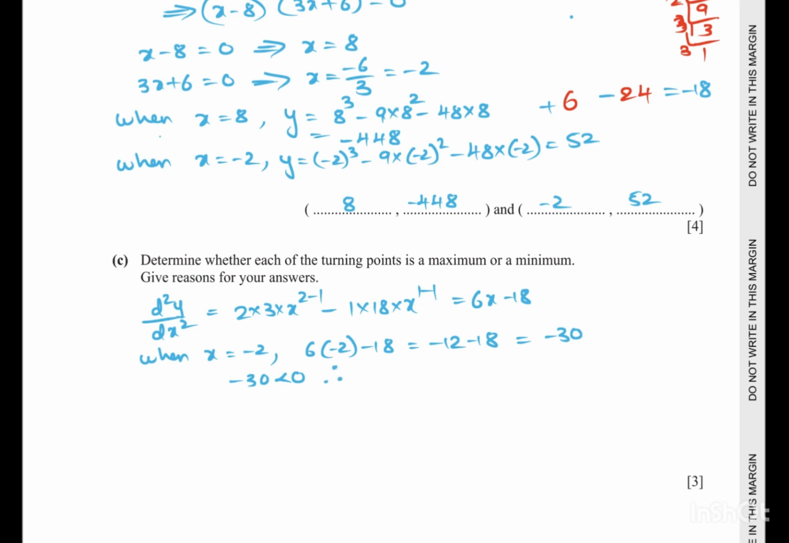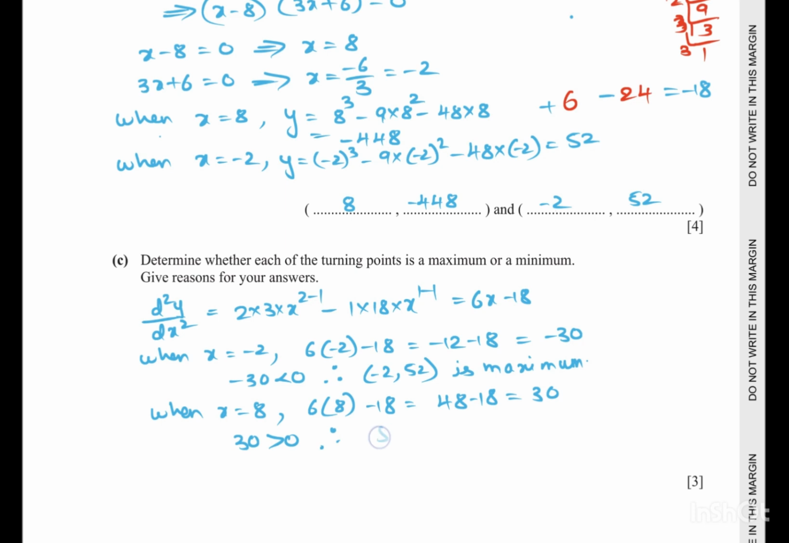Therefore, minus 2 and 52 is a maximum because it is less than 0. Then when x is equal to 8, 6 into 8 minus 18 will be 48 minus 18, that is 30. So 30 is greater than 0. Therefore, 8 and minus 448, this turning point is a minimum. That's it.